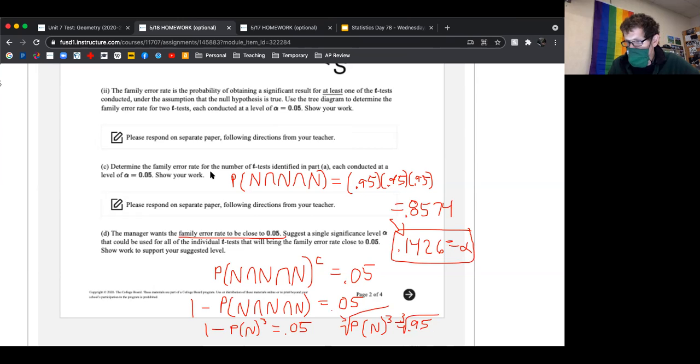All right. And when I do that, the probability for getting a non-statistically significant result has to be 0.983. Which means the probability of getting a statistically significant result has to be 0.017. And that's my significance level for any one test. All right. Feeling good?